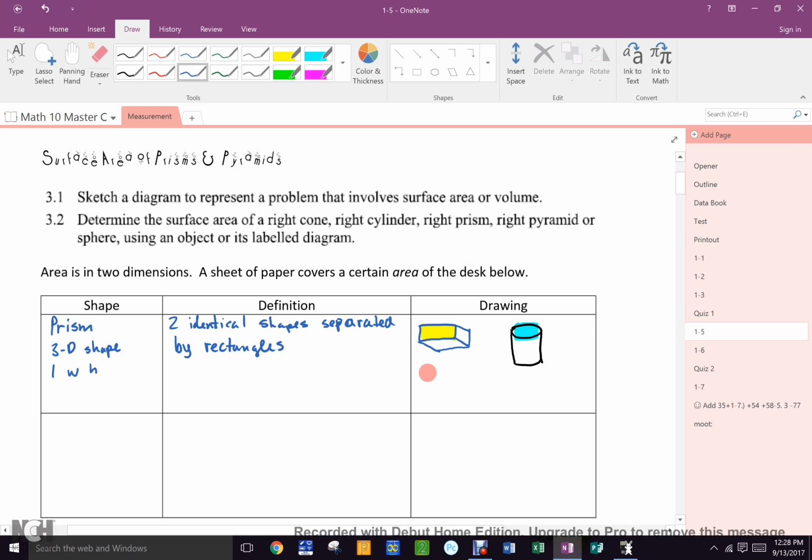Okay. The last one we're going to draw, and this is the confusing one. We're drawing it on purpose. The wedge of cheese.